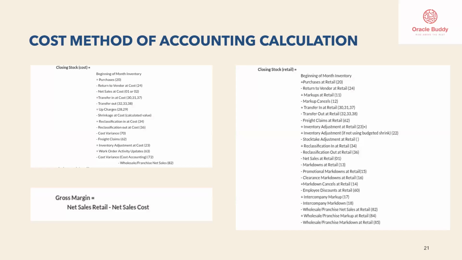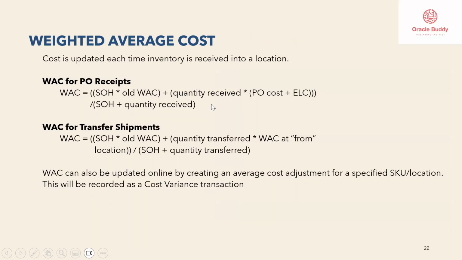So here are the cost method of accounting calculation formulas. You can go through this. Here, what you see is beginning of month inventory plus purchases at retail. So whatever purchase orders you have, you add, and returns to vendor, you negate. Markups at retail, you add. Markup cancels, you negate. Transfers in, like 30, 31, and 37, you add. Transfers out, like 32, 33, and 38, you negate. So all these values make up the calculation. You can go through this calculation to get the closing stock cost and the closing stock retail.